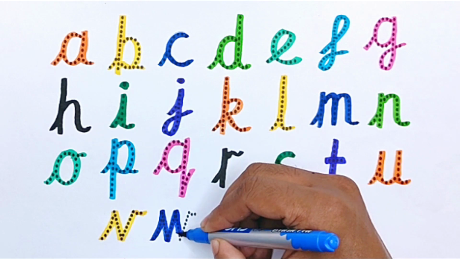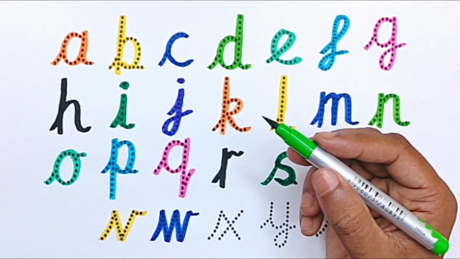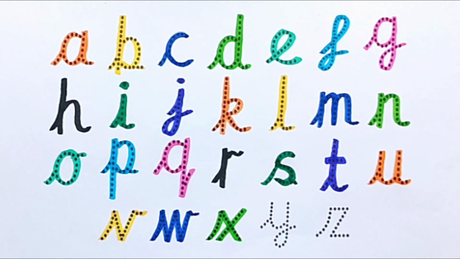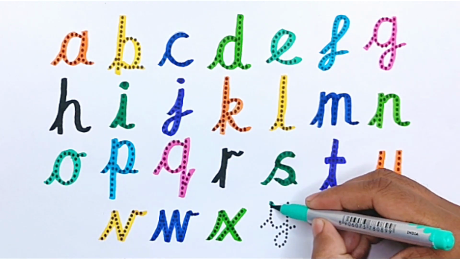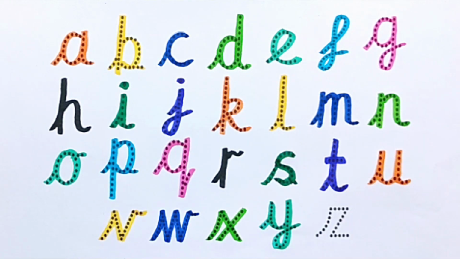W for watermelon. Light green color. X for xylophone. Green color. Y for yo-yo. Sky blue color.